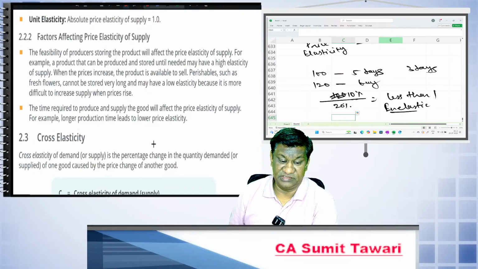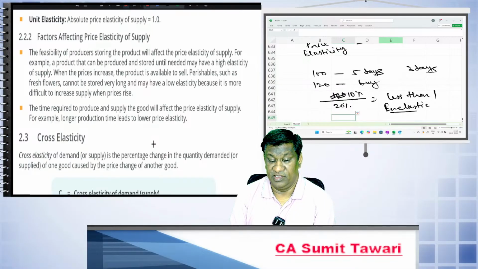Whenever there is a short time period, the bargaining capacity is with the supplier, and that's why it is inelastic, or lower price elasticity.